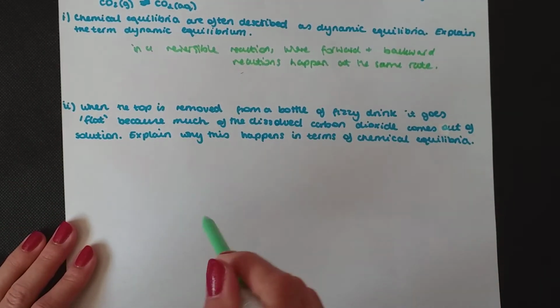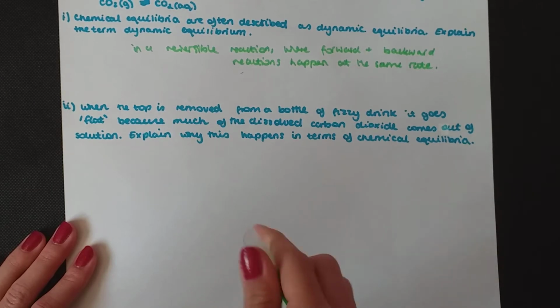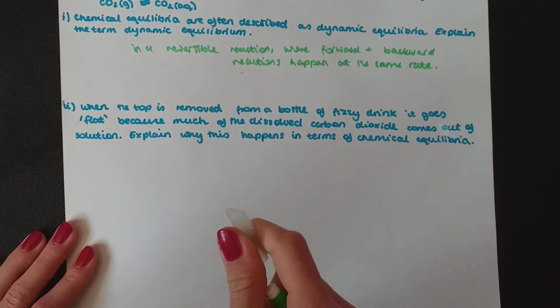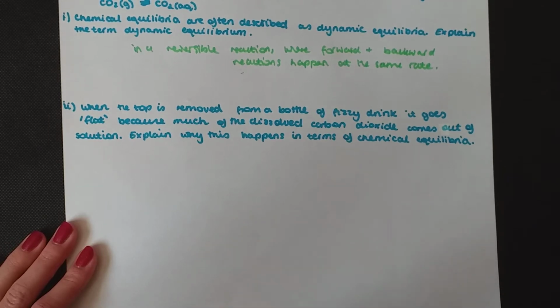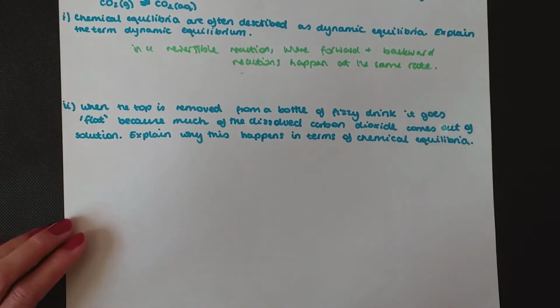When the top is removed from a bottle of fizzy drink, it goes flat because much of the dissolved carbon dioxide comes out of the solution. Explain why this happens in terms of chemical equilibria.